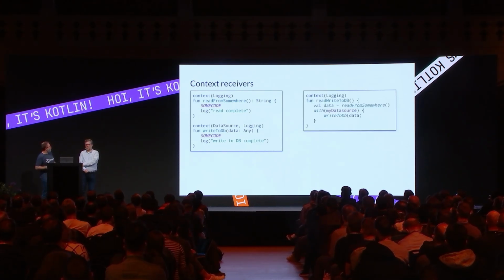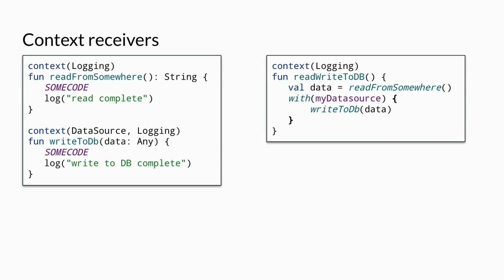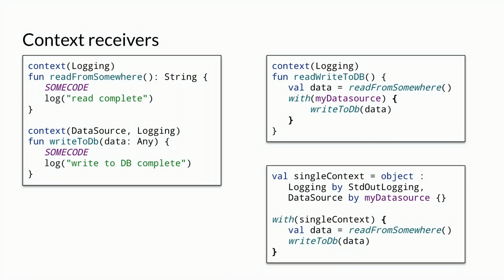So here, it's providing the data source from myDataSource and the logging from whatever logging is provided to the calling function, this readWriteToDB. And we can create an object that implements more than one required context, and if we do, we can supply just that, and the compiler will do the right thing.